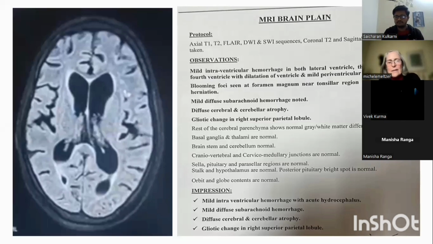Why did she have cerebral and cerebellar atrophy? That's of concern in a 20-year-old. Yes, ma'am. So what were the thoughts on that? We couldn't get that, ma'am, but we were thinking there was some chronic neurodegenerative disorder underlying it. Well, that doesn't make sense.